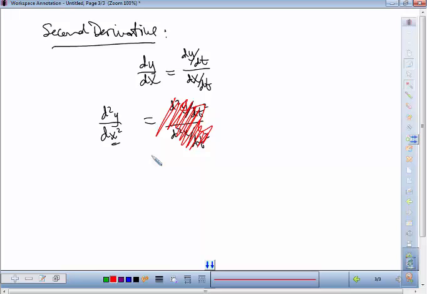And so what we want to do is we have this derivative over here, and now we have to imagine taking the derivative of that with respect to x.